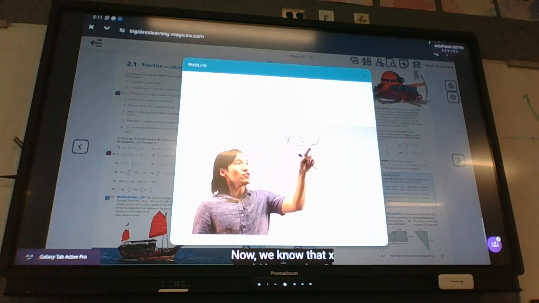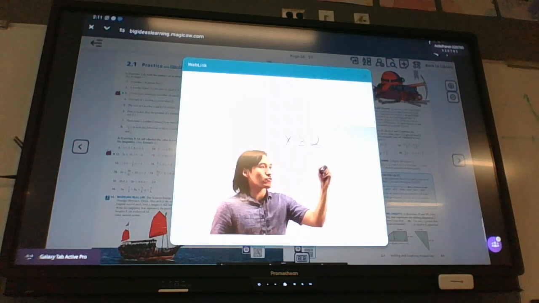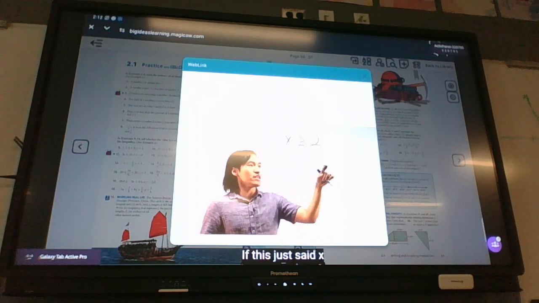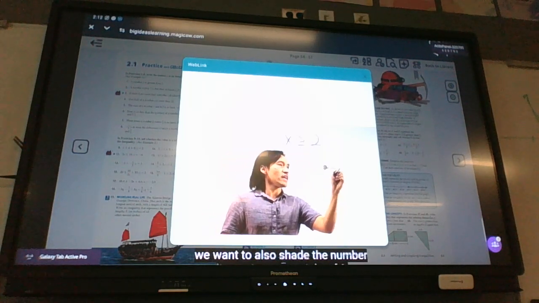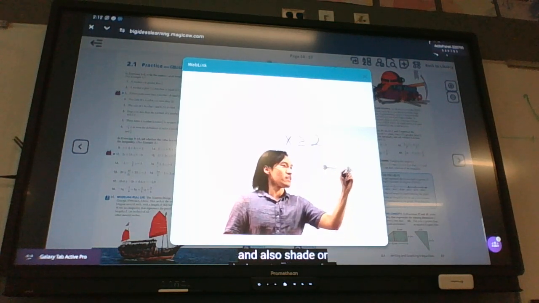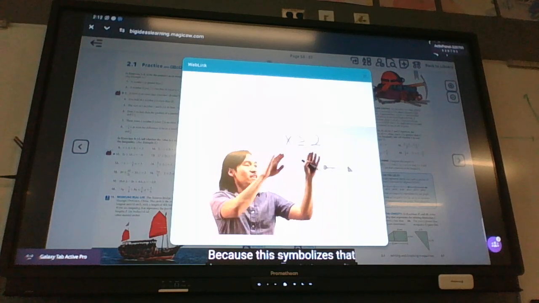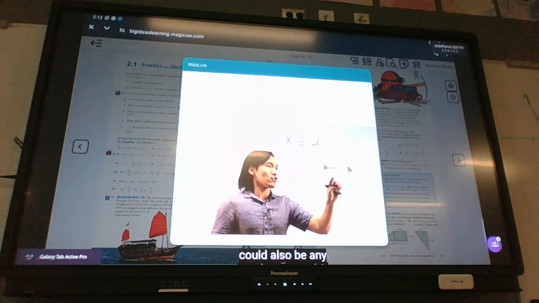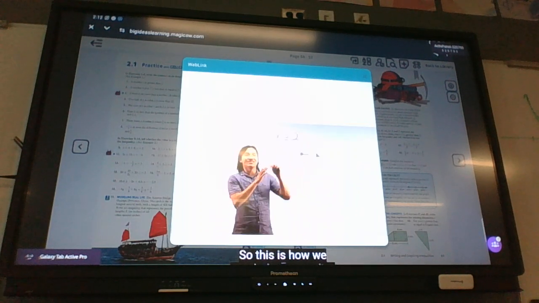Now we know that x could be equal to 2, so that means we want to have a circle on 2, but that's shaded in, because this represents that it could be equal to 2. If this just said x is greater than 2, then it would be an open circle. Meanwhile, since x could also be greater than 2, we want to also shade the number line going to the right of 2, and also shade or darken the arrow that is on the right side, because this symbolizes that the answers for this inequality could also be any number beyond 2. It could be 3 or 4 or 5 or 6, anything going into infinity. So this is how we graph this inequality.